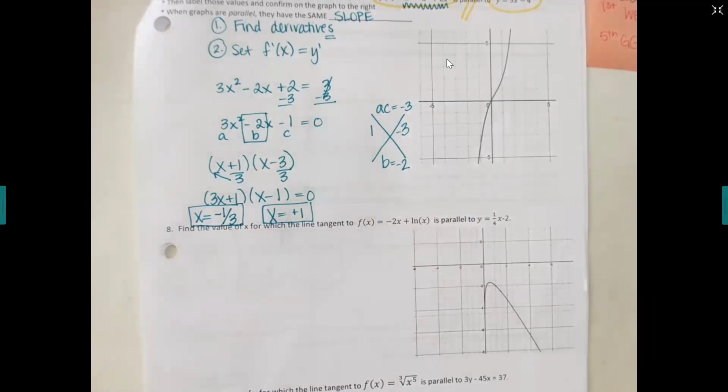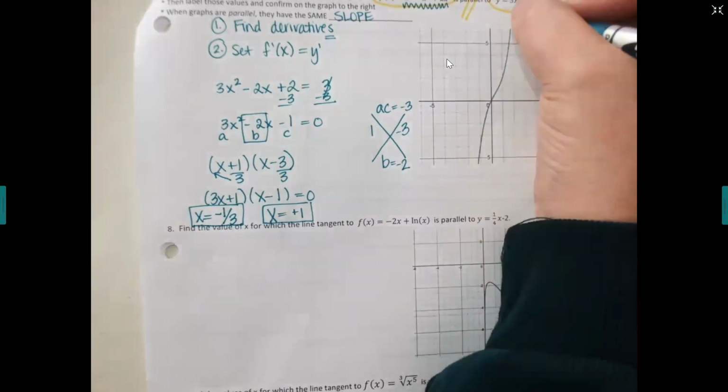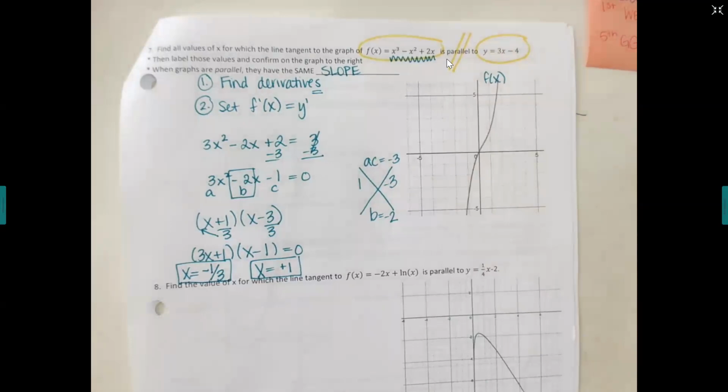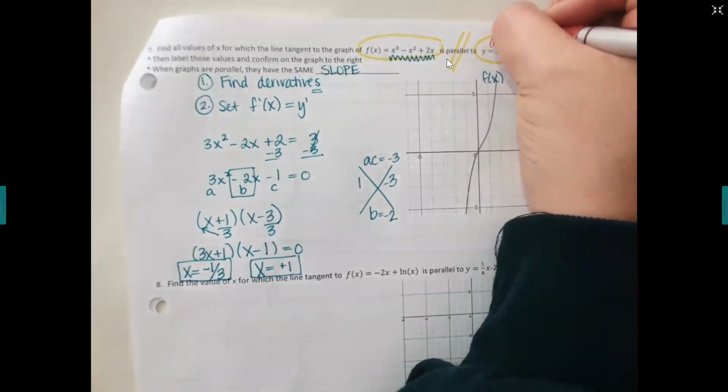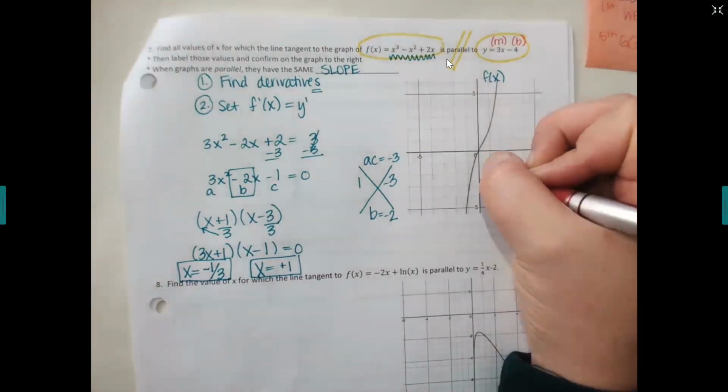Now we're going to go to the graph and we're going to show why those are the answers. So I want you on your grid to graph 3x minus 4. Here's your function f of x right here. This is f. Now let's graph y. This is a y equals mx plus b. So where am I going to be getting on the y-axis? Negative 4, so 1, 2, 3, 4.